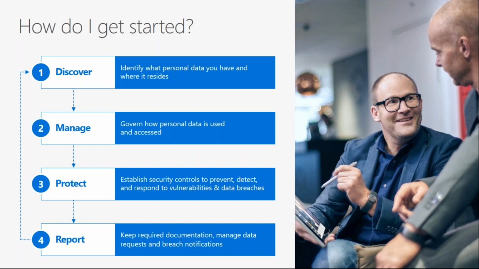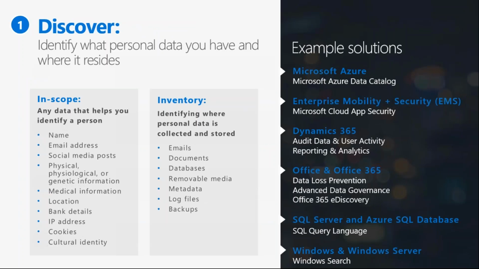Now, as far as we're concerned, we look at this in 4 key areas. In the first instance, we look at the discovery stage. We need to identify what personal data you have and where it resides, and the kind of things that are in scope of that, things like names, email addresses, social media posts, location, bank details is an obvious one. But then there's things like MAC addresses, cookies, IP addresses that could ultimately be reverse engineered and associated to an individual. We need to identify where that data is stored, whether it's in email, documents, databases, etc.